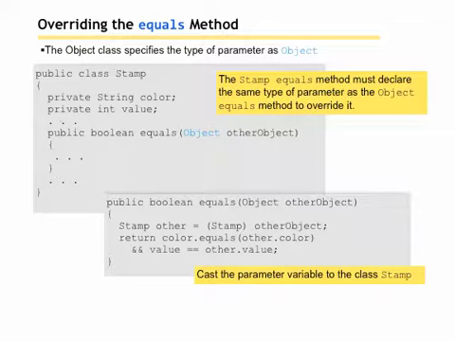So that first line of code, Stamp other = (Stamp) otherObject, we are downcasting otherObject to an object of type Stamp, and then we are returning color.equals(other.color). That's calling the equals method inside the String class, and value == other.value. That's using the relational operator equal equal because value is an int.